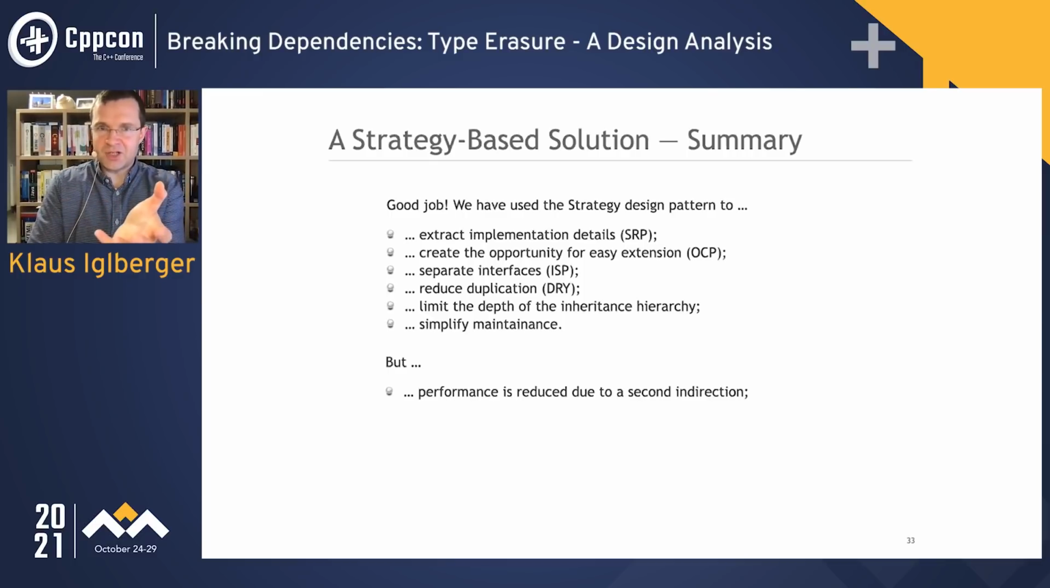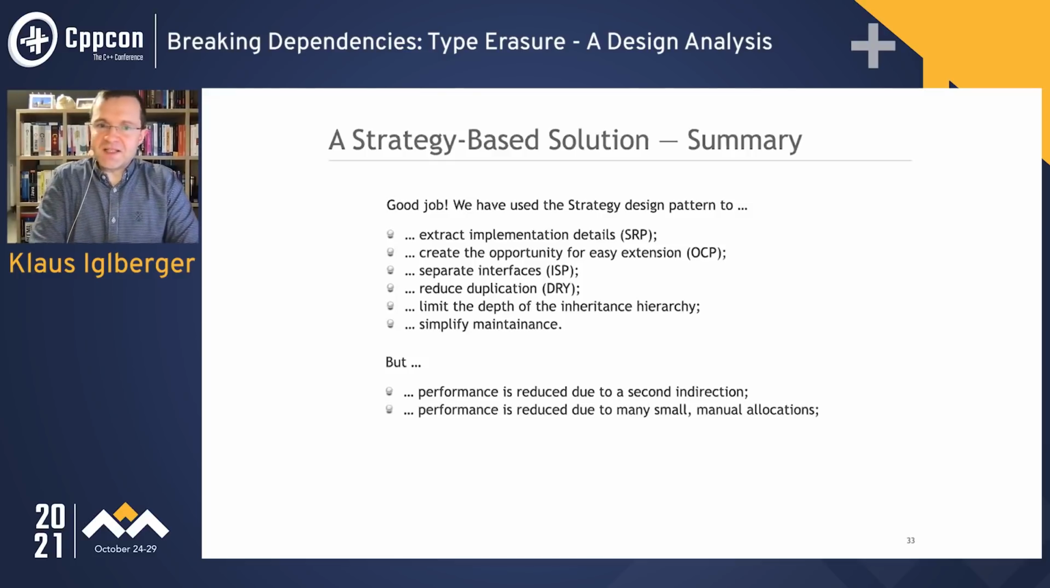Yeah, so my strategy class has another virtual function. Draw was virtual, but now I have a second virtual function due to the draw function in the strategy class. Two indirections in order to draw a shape. That may be unfortunate. Performance is also reduced since I have many, many small allocations.